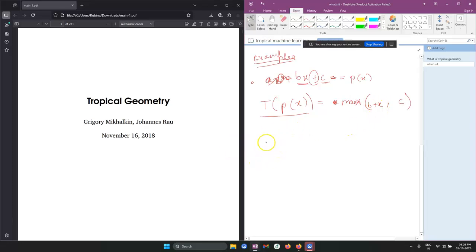Similarly, now let's consider p of x is equal to ax squared. Okay. And now p of x is going to be basically like finding t of a into x into x. Can we agree on that? Yes, right? So these individual multiplications get turned into addition, and so it becomes a plus x, and that is why we get a plus 2x.